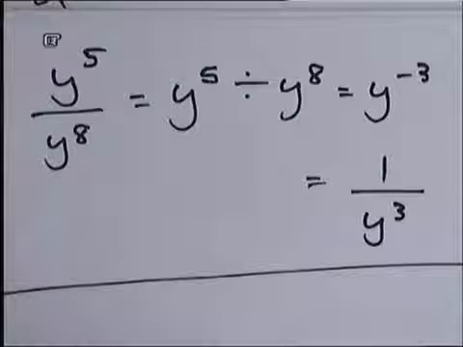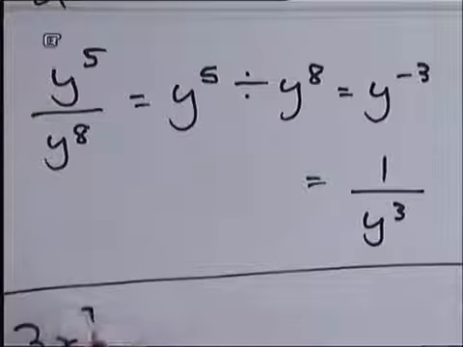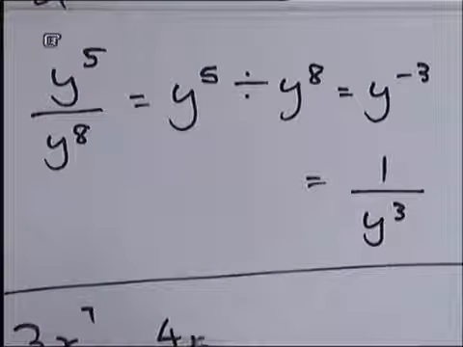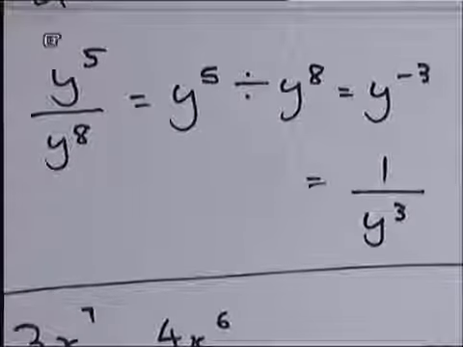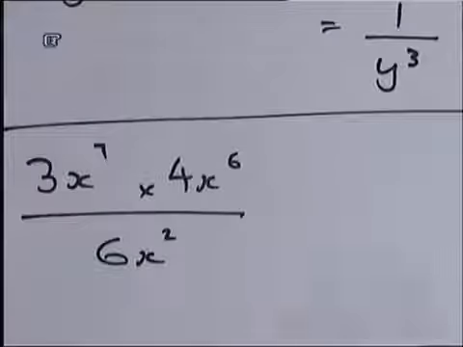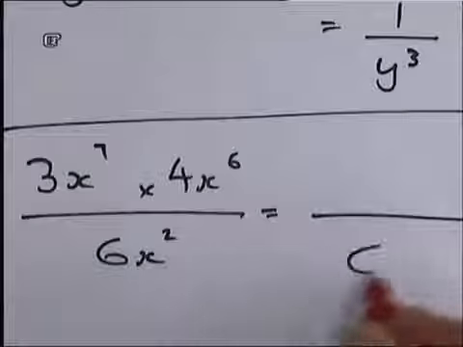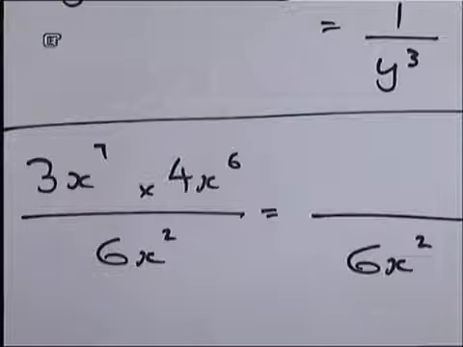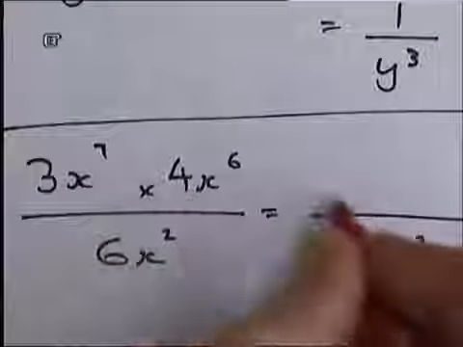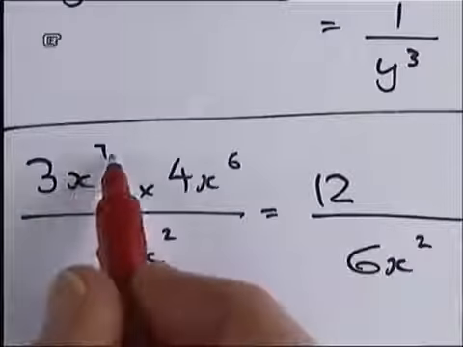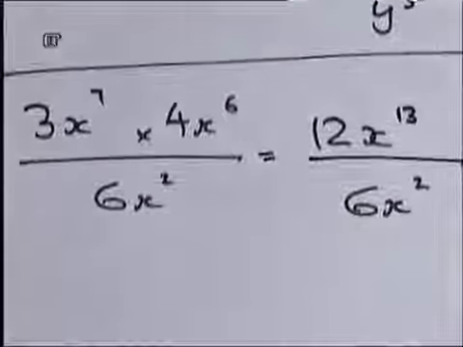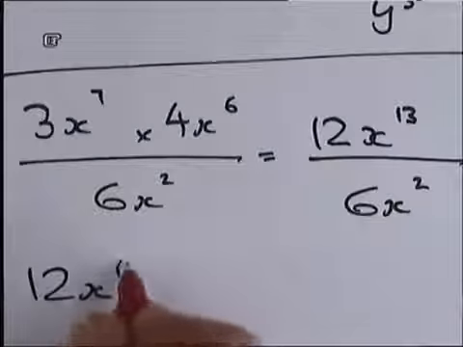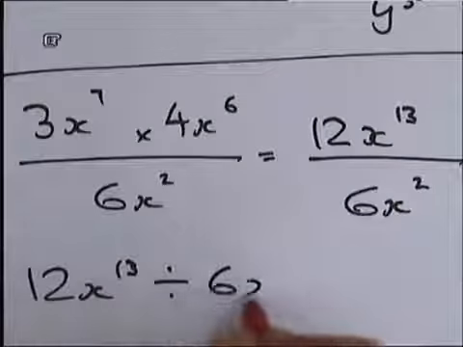If we look at just two more examples probably, 3x to the power of 7 times by 4x to the power of 6 over 6x squared. Make sure we can see that one. Let's deal with the top first and we'll leave the bottom alone. We'll deal with that one in a minute. 3 times by 4 is 12. X to the power of 7 times x to the power of 6. If we add those powers, that will give me x to the power of 13. Now the question I've got is the same as 12x to the power of 13 divided by 6x squared.